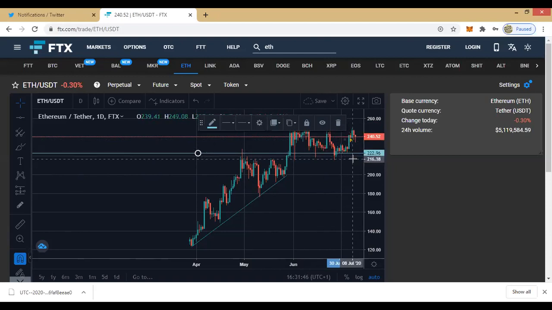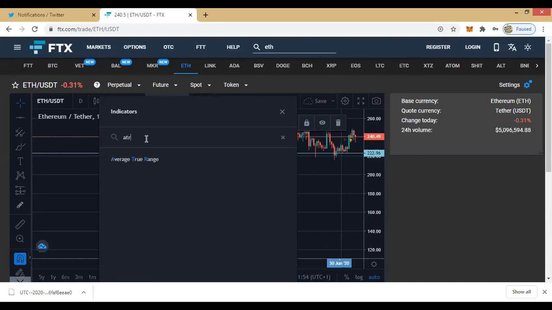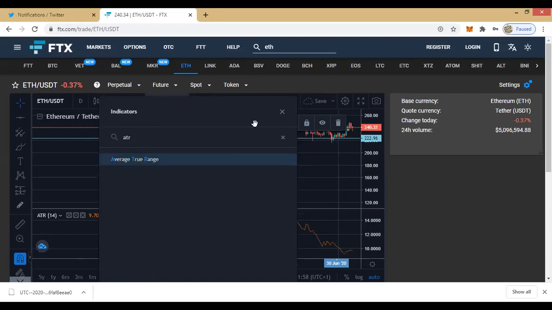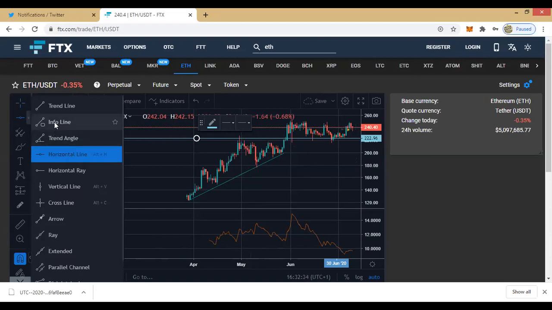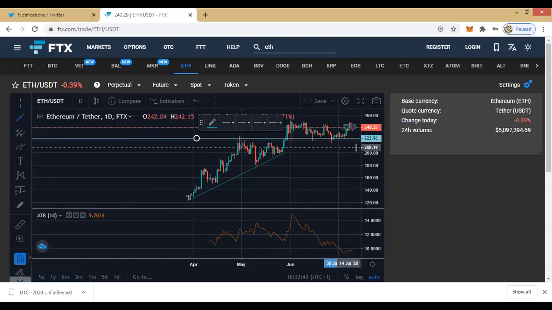You put it a little bit below. So how do you know where to put it? That's where ATR comes in. There is an indicator called ATR, average true range. Here you can see the current value of this ATR is 9.6813. To know where to put your stop loss, all you have to do is deduct this value from the area of value: 2222.966 minus 9.6813. It should give you something around here. So that tells you your stop loss should be around there.